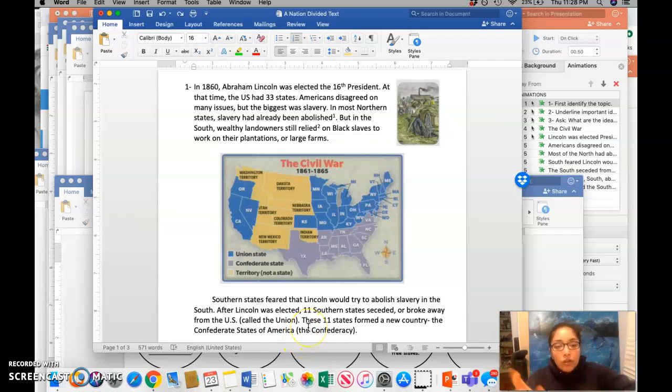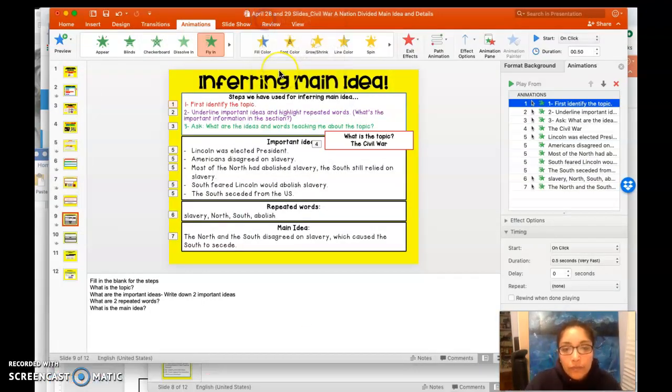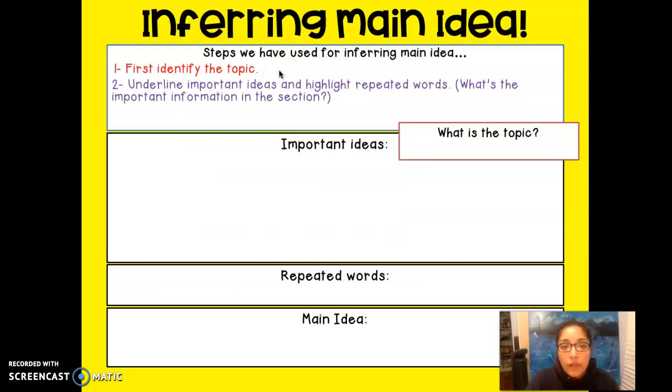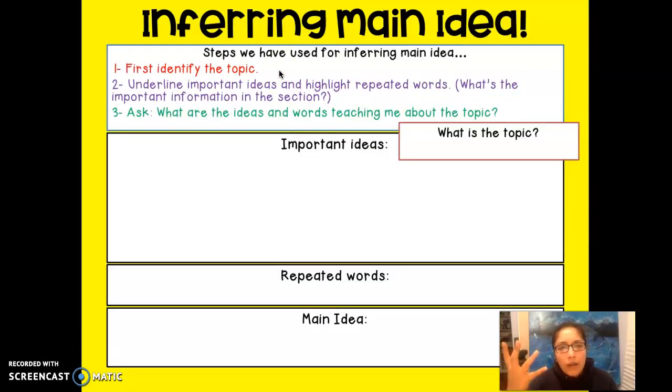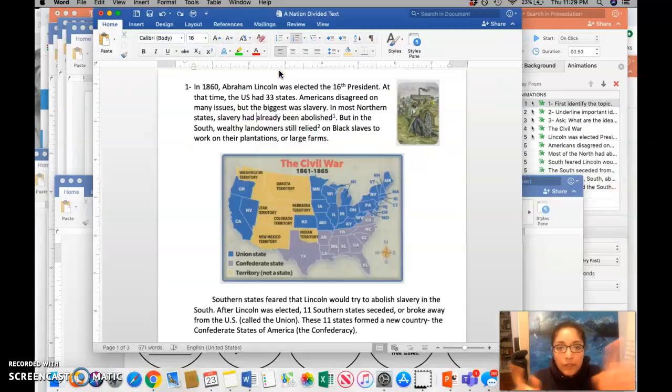Okay, so remember, step one is to identify the topic. So what is the topic of this text? Baseball? Dinosaurs? No, the topic is the Civil War. Okay, so I figured out the topic. Check. Step two, underline the important ideas and highlight repeated words. Let me go back. You're going to help me with this.